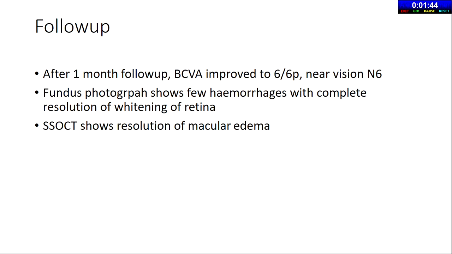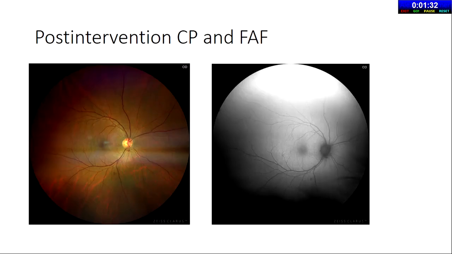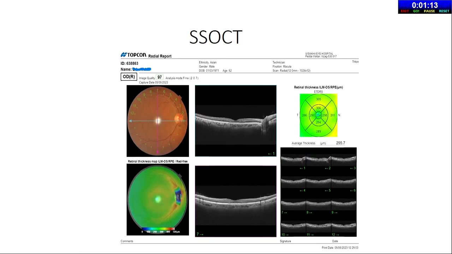After 1 month of follow-up, the patient improved to 6 by 6 for distance and N6 for near. Fundus photograph shows a few hemorrhages with complete resolution of whitening of the retina, and OCT shows resolution of macular edema. This is the post-intervention clinical fundus photograph and fundus autofluorescence. The venous tortuosity was decreased. There is no macular edema. There is no whitening of the retina between the fovea and disc, but a few hemorrhages are present below the disc and in the inferotemporal area. In the OCT, the subretinal fluid was resolved totally.